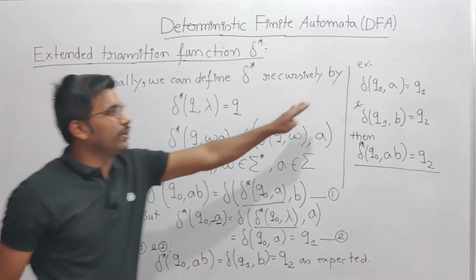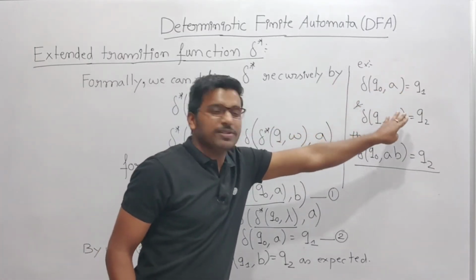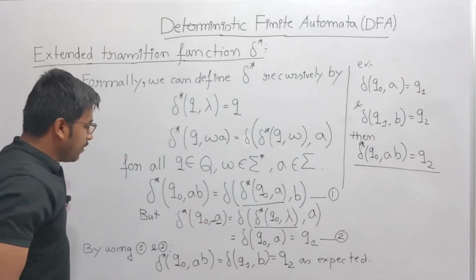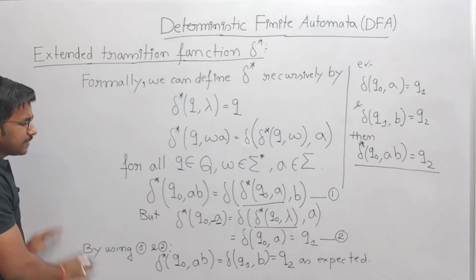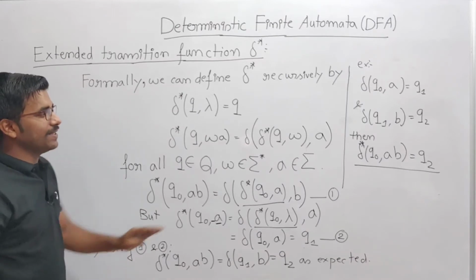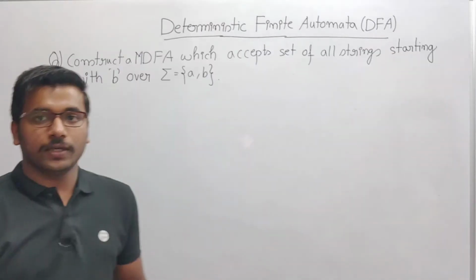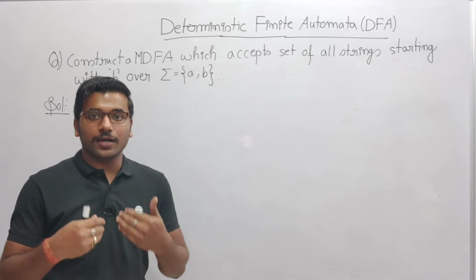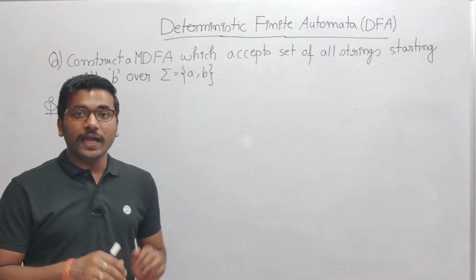But simply you can do it like this. Q0A is going to Q1, then Q2. It will save your time. I am explaining that just for the sake of the syllabus, but it is easy and straightforward. Just do that one. Now see a question: how to construct a DFA and a minimal DFA.